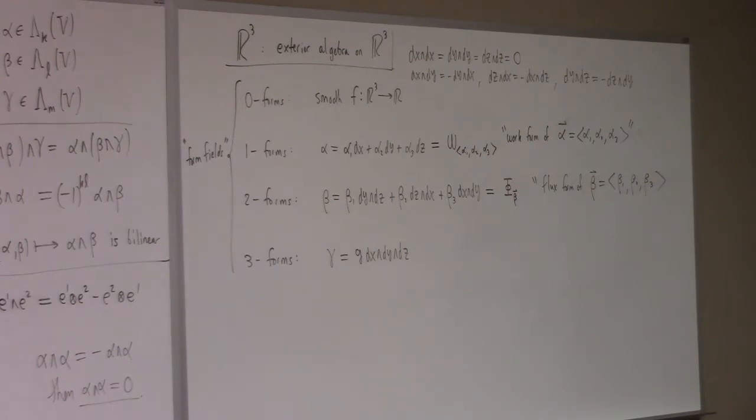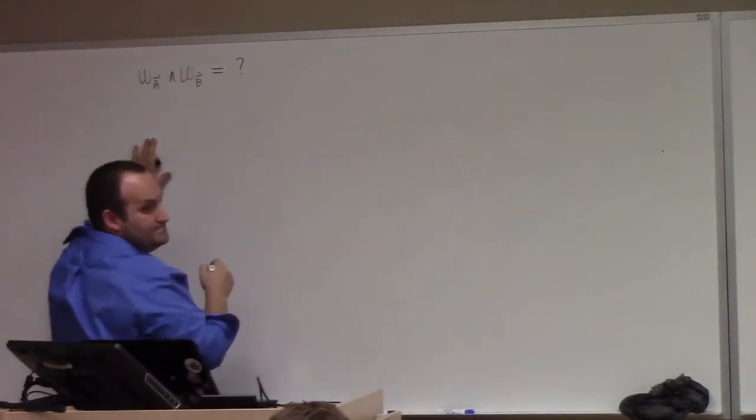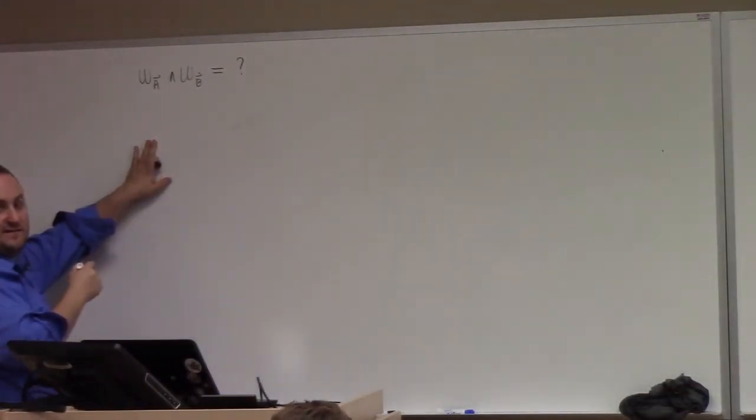So obviously, algebraically, you might wonder what happens when you take the wedge product of two work forms. Like, what happens with that, right? So what happens if we take, say, omega sub A vector, wedge omega sub B vector? What happens with that? What's this equal to? What's that?